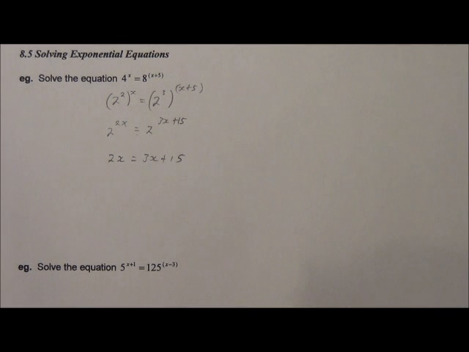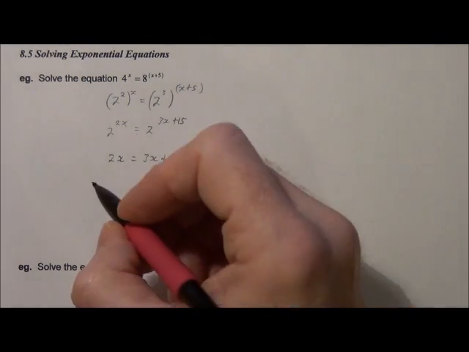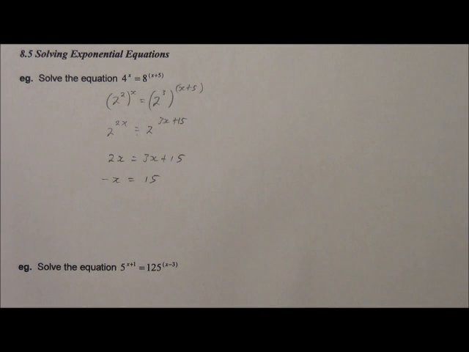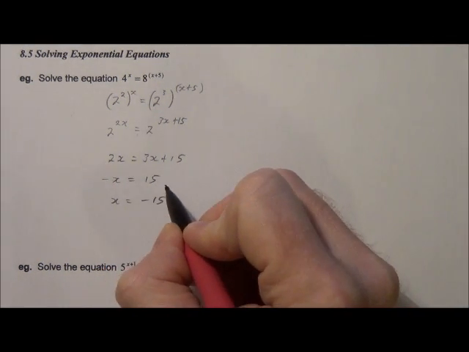Okay, so please continue that and see what you get for x. Leave the exponents in exact values, please. So I'll subtract 3x from both sides, so I get negative x equals 15, and then divide both sides by negative 1, so I get x equals negative 15.